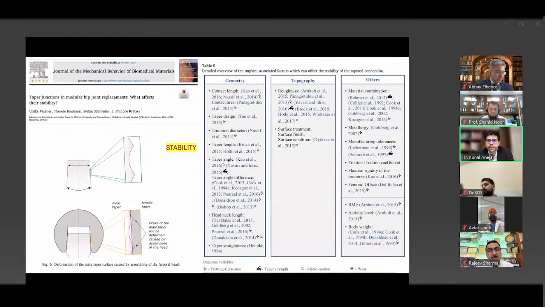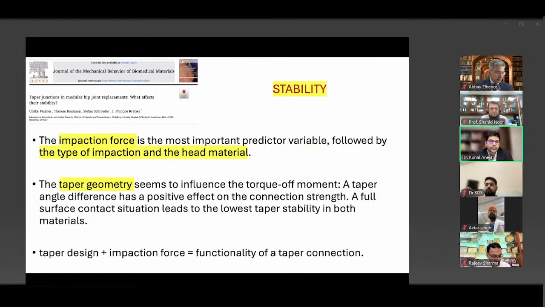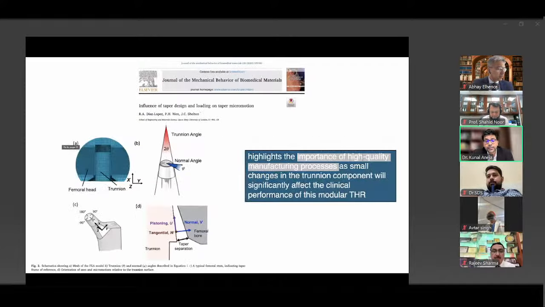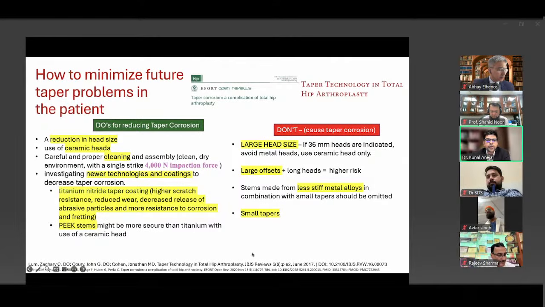This paper elegantly describes the factors affecting the stability of these taper junctions in three basic aspects. First is the geometry of the tapers, second is the topography, roughness or surface finish of the tapers, and finally, what material it is made out of, and the patient-related factors. The most important factor for long-term stability is the impaction force, followed by the taper geometry. If both combine, that is the right design of the implant and the right surgical technique, it will lead to a more functional total hip. The manufacturing of the implant is of utmost importance because a high quality manufacturing process reduces taper component trunnionosis.